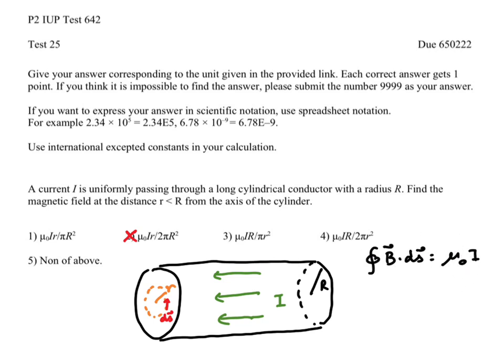Okay, and to calculate the magnetic field at this point, we will create a closed loop which shares the same axis with the cylindrical conductor and has a radius r, which is the distance from the axis of the cylinder at which we want to calculate the magnetic field.